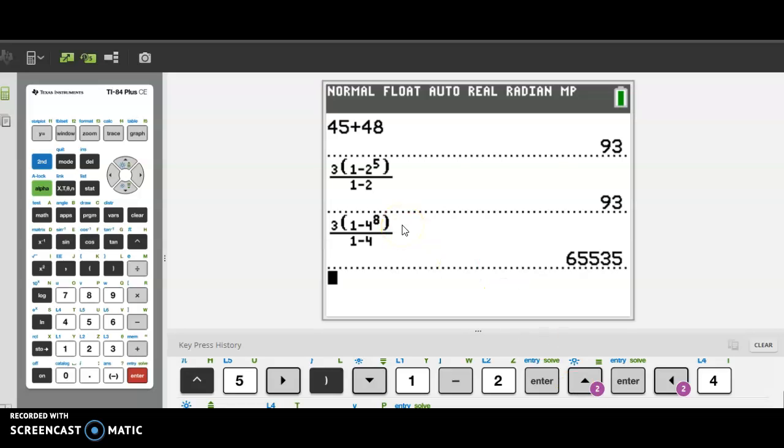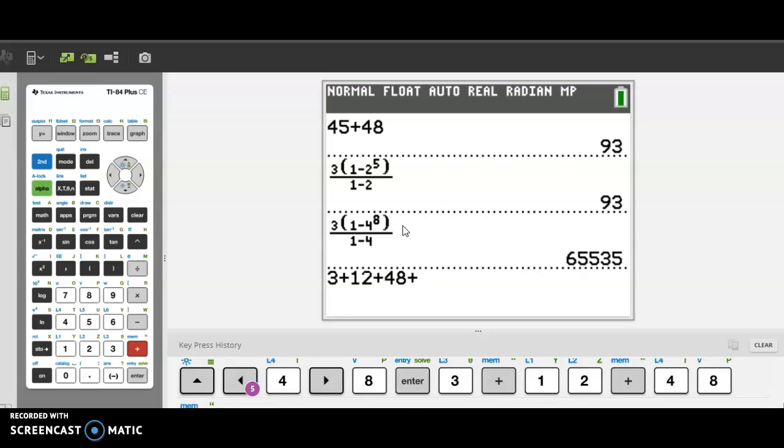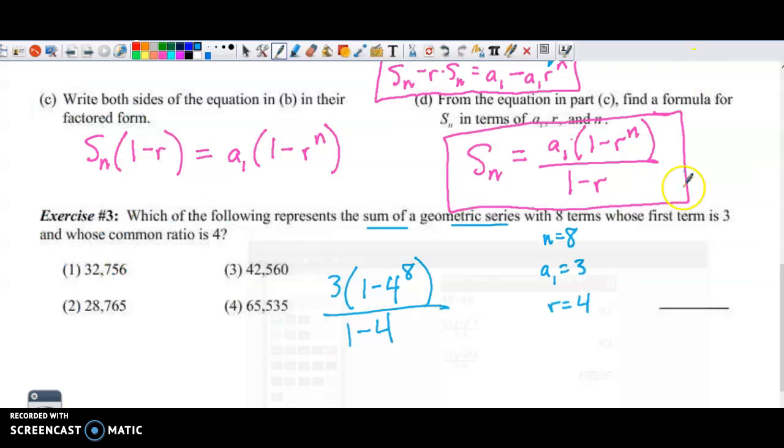Now, just so you're aware, you could have figured this out on your own, because you could have done 3 plus, the second term would have been 3 times 4, which is 12, plus the next term would have been 12 times 4, 48. And you could have done this over and over again until you get to the right answer, but I certainly like having a formula, and I hope you do as well. So, option 4.